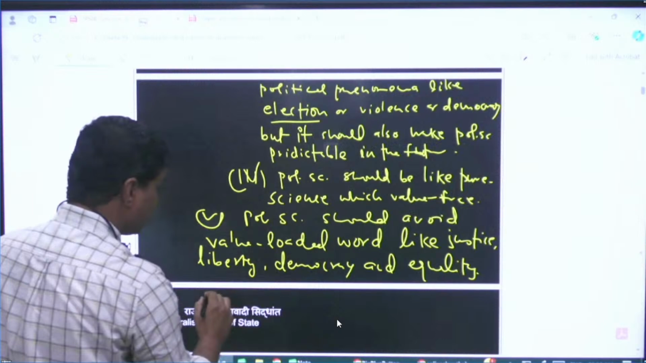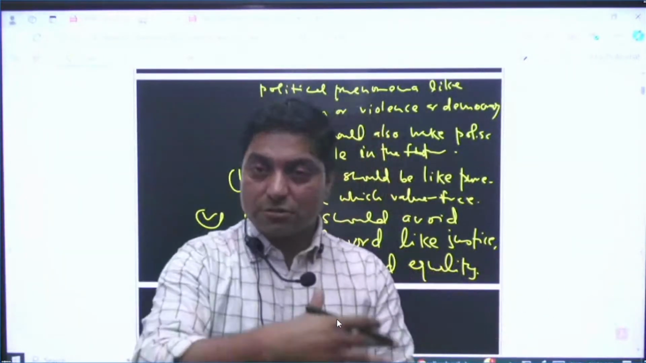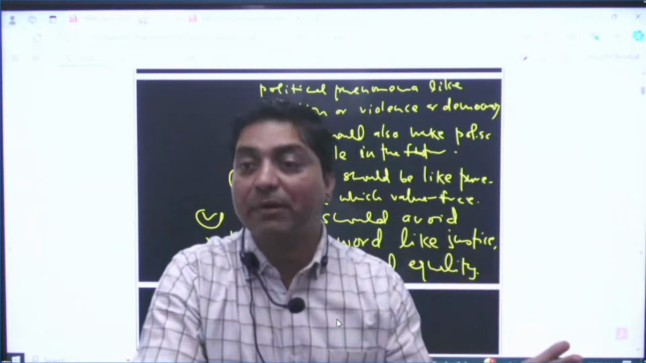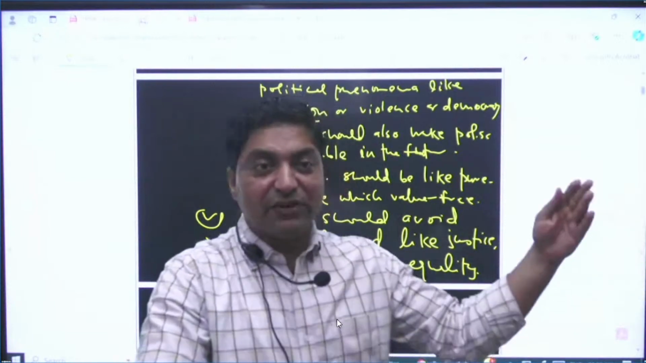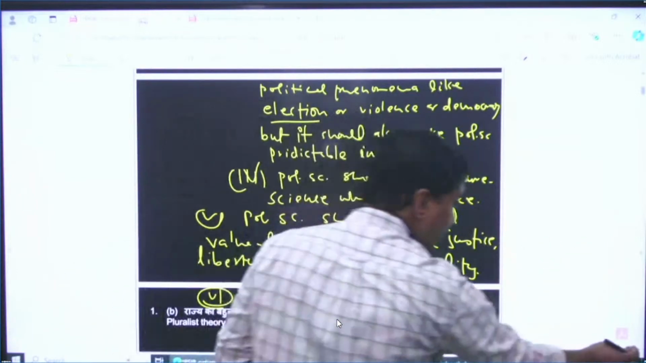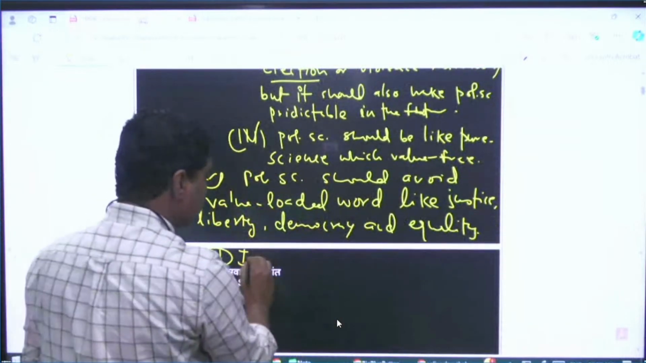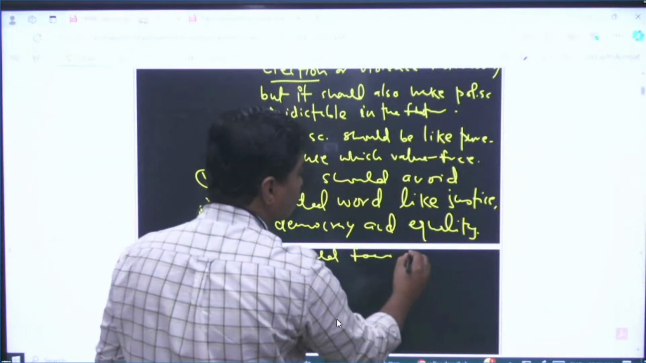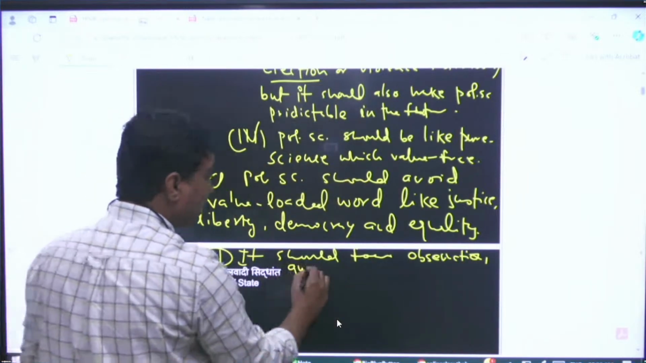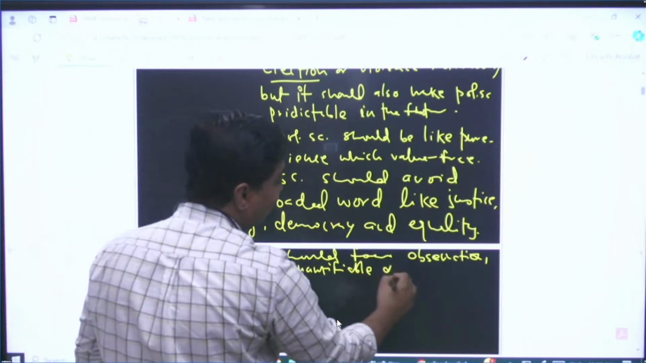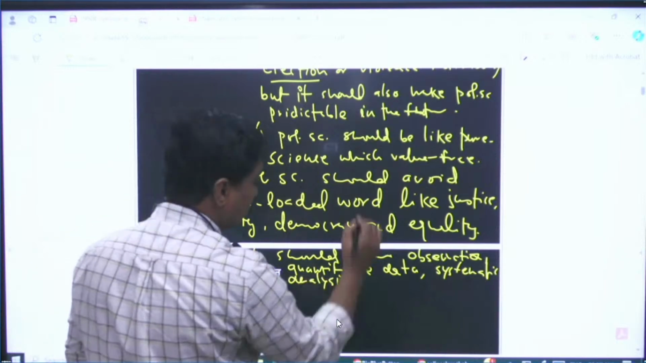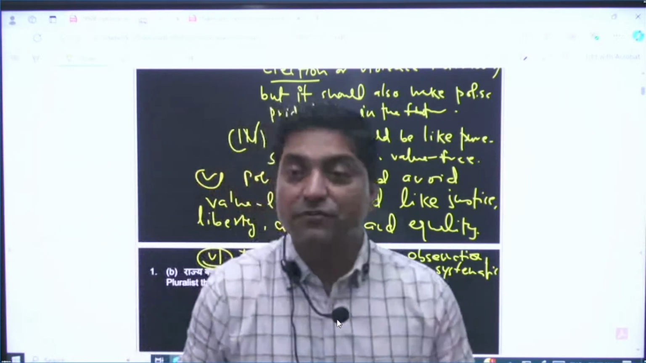Now sixth, it should focus on the behavior of an individual. How can we do it? If we study human behavior and extract some quantifiable data, and we can observe systematically, then we can explain things systematically and do some prediction. So it should focus on observation, quantifiable data, systematic analysis, and so on.